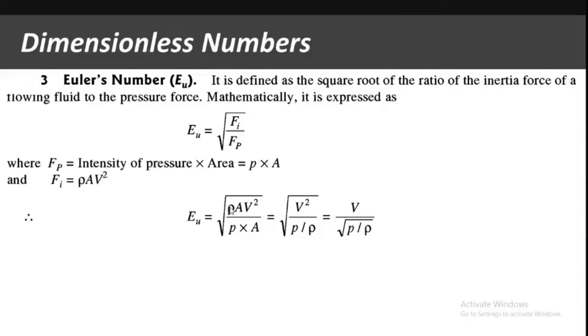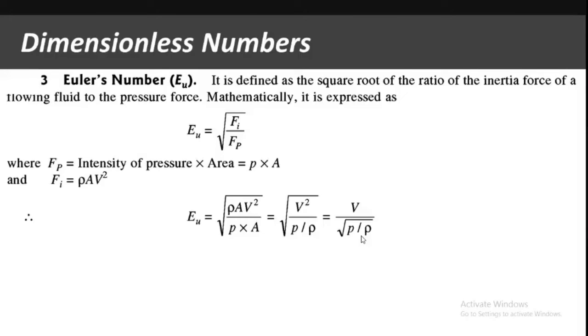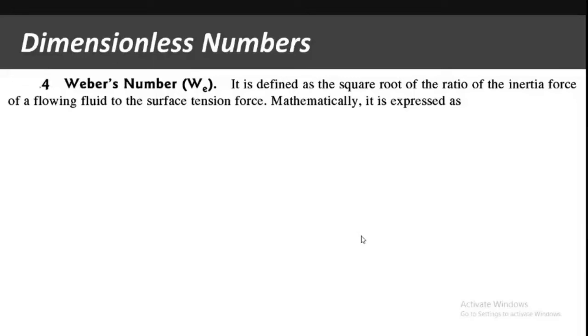So A cancels और ये जो रो है इसको हम P को डिवाइड कर देंगे. Okay, so it will be simply P by rho. Okay, so we can say it equals to under root of v square upon P by rho. अब ये स्क्वायर और रूट को आप बाहर ले जा सकते हो कैंसिल करके. So it will be v upon under root of P by rho. Okay, so Euler's number is given by Eu equals to v upon under root of P by rho. Okay, after that next is Weber's number.